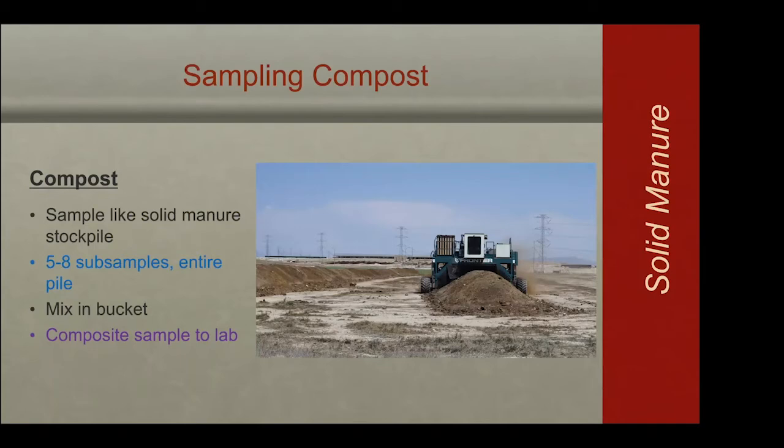For compost, again, compost is really just like our solid manure, except it's already been mixed a lot. And so 5 to 8 subsamples is more than adequate on compost. Again, you want to make sure you're sampling from the entire pile, so if your manure changed as you were putting it into a row for that compost, you can account for that. You're just going to go through, grab some little subsamples, mix them in a bucket, and send a sample to the lab.